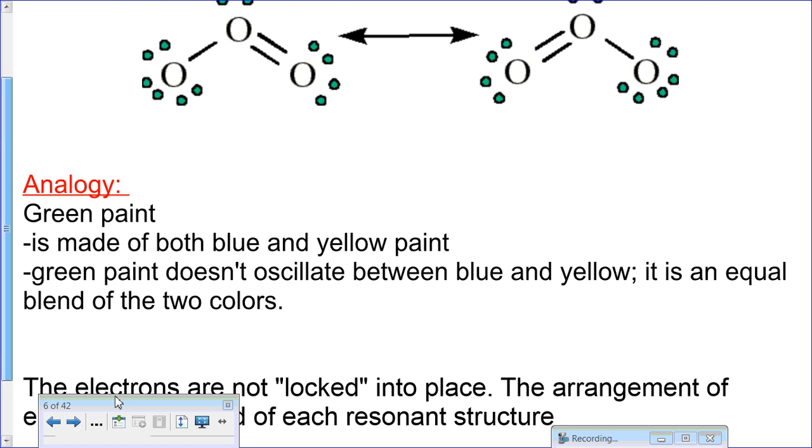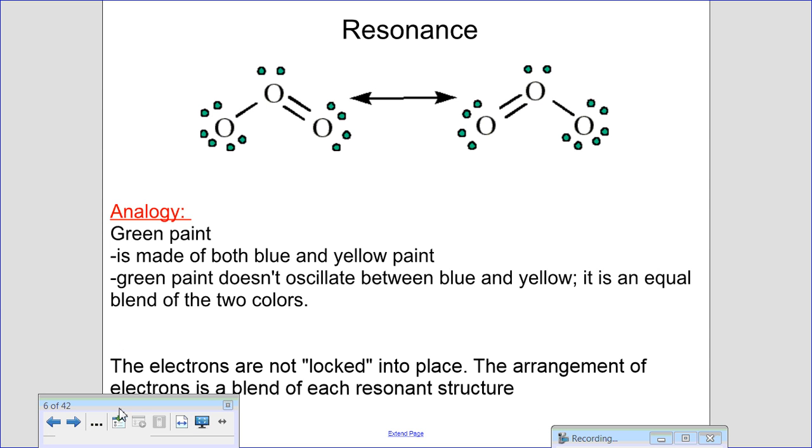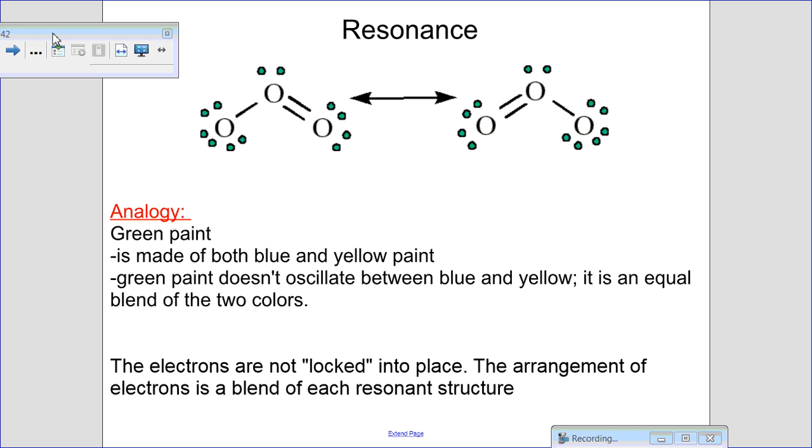So you can think of resonance kind of like paint. When you go to the store and you ask for green paint to be made, green paint is made of both blue and yellow paint. So if you ask for green paint, you expect the paint to stay green. You don't expect it to flip between yellow and blue, yellow and blue. You expect it to stay green. Same thing with resonance. So this double bond here is not really flipping or changing positions. Instead, you've got almost like a hybrid bond. So the hybrid is represented by dots.